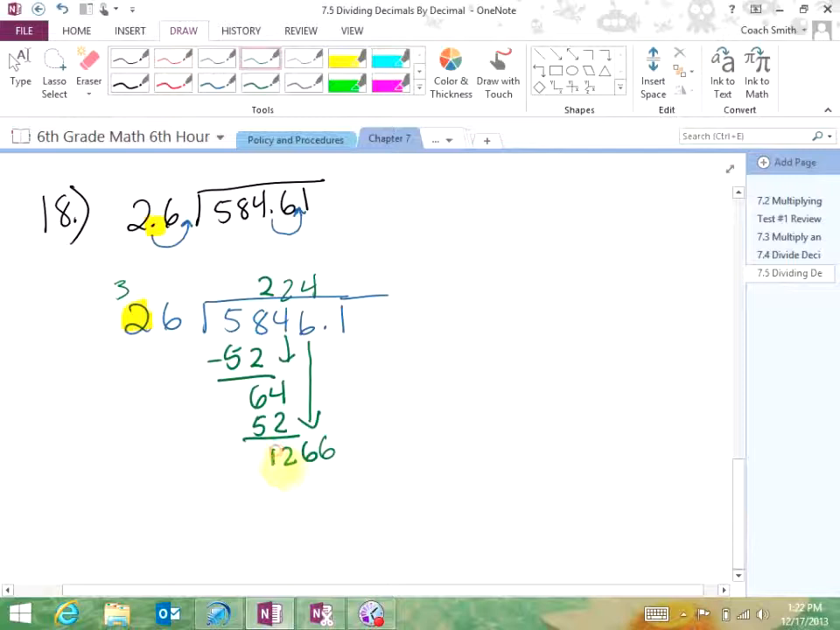Oh, that's right, that's my bad. That's 126. All right. So 4 times 6 is 24. Carry my 2. 4 times 2 is 8 plus 2 would be 104. It gives me a remainder of 22. Bring down your 1. Bring up your decimal.